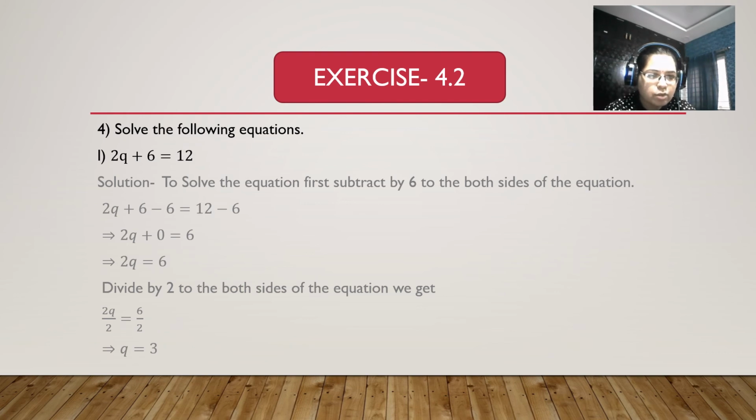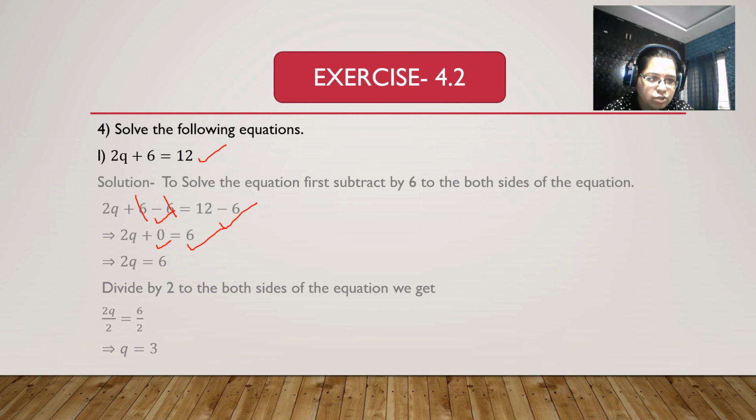Now we will solve question number L. 2q plus 6 equals 12. We have to solve for the variable q. To solve the equation, first we subtract 6 from both sides. Now the equation becomes 2q plus 6 minus 6 equals 12 minus 6. Positive 6 and negative 6 cancel. So 2q plus 6 minus 6 is 0, and 2q plus 0 equals 12 minus 6, which is 6. Now 2q plus 0 is 2q.